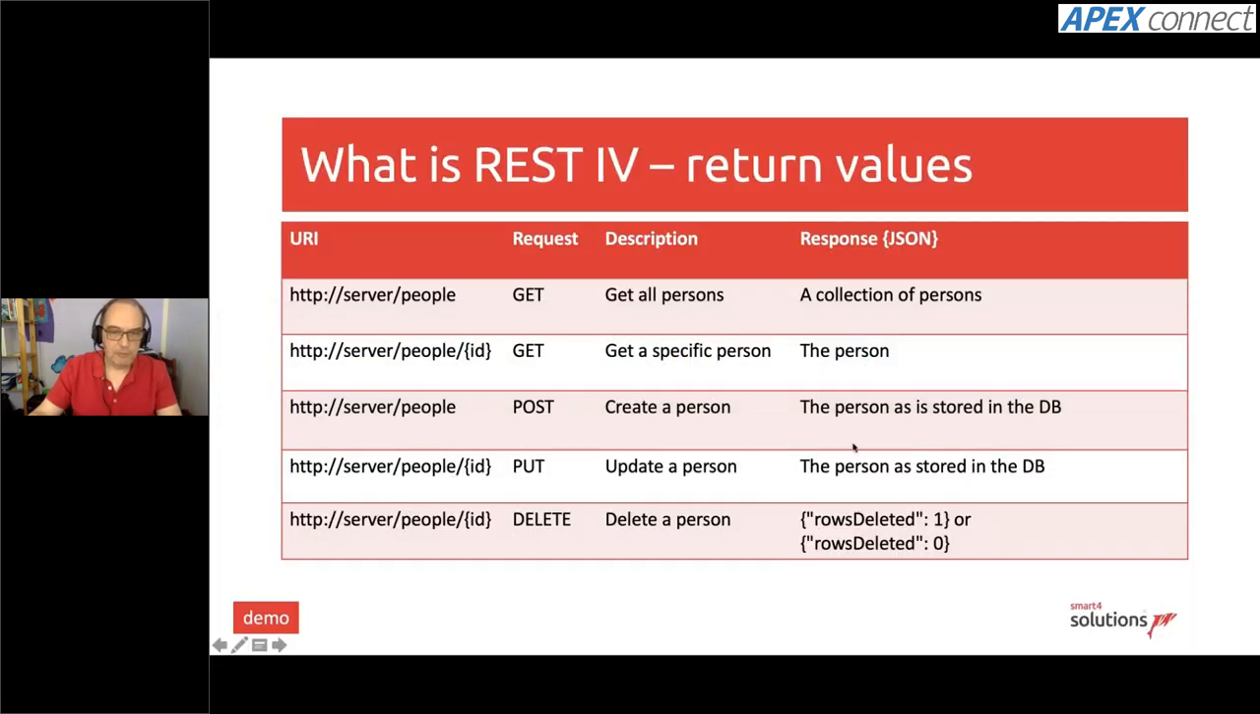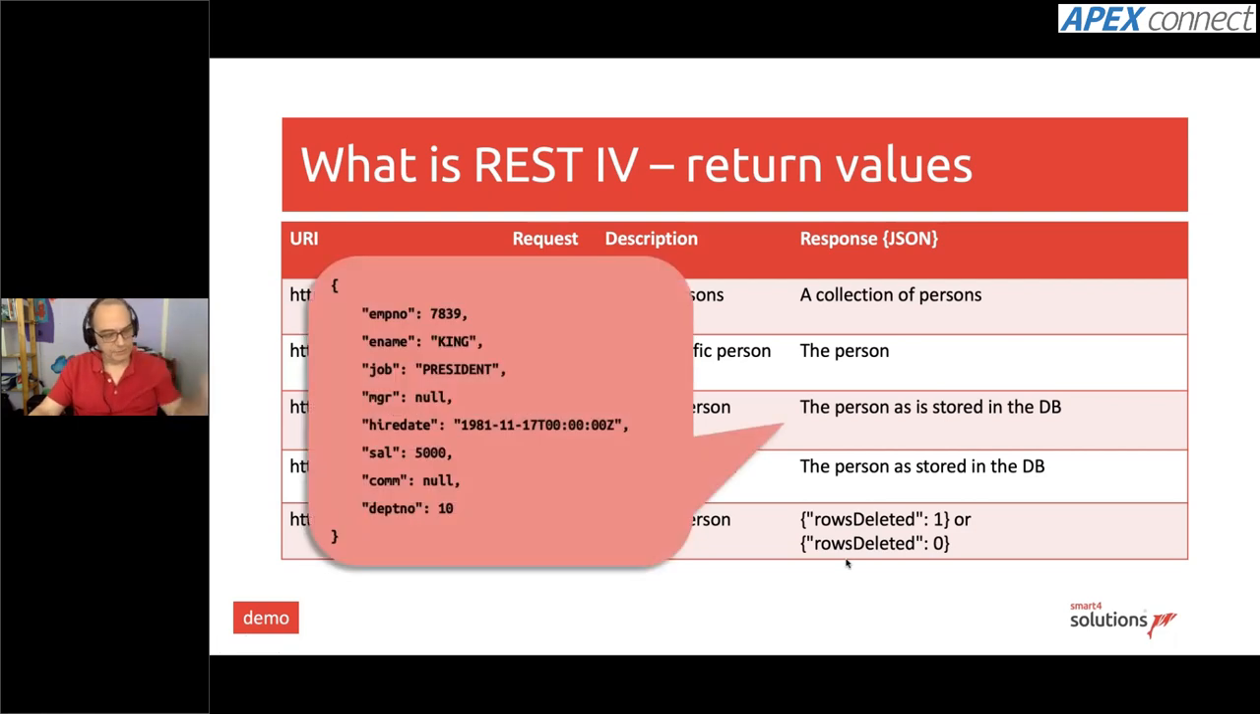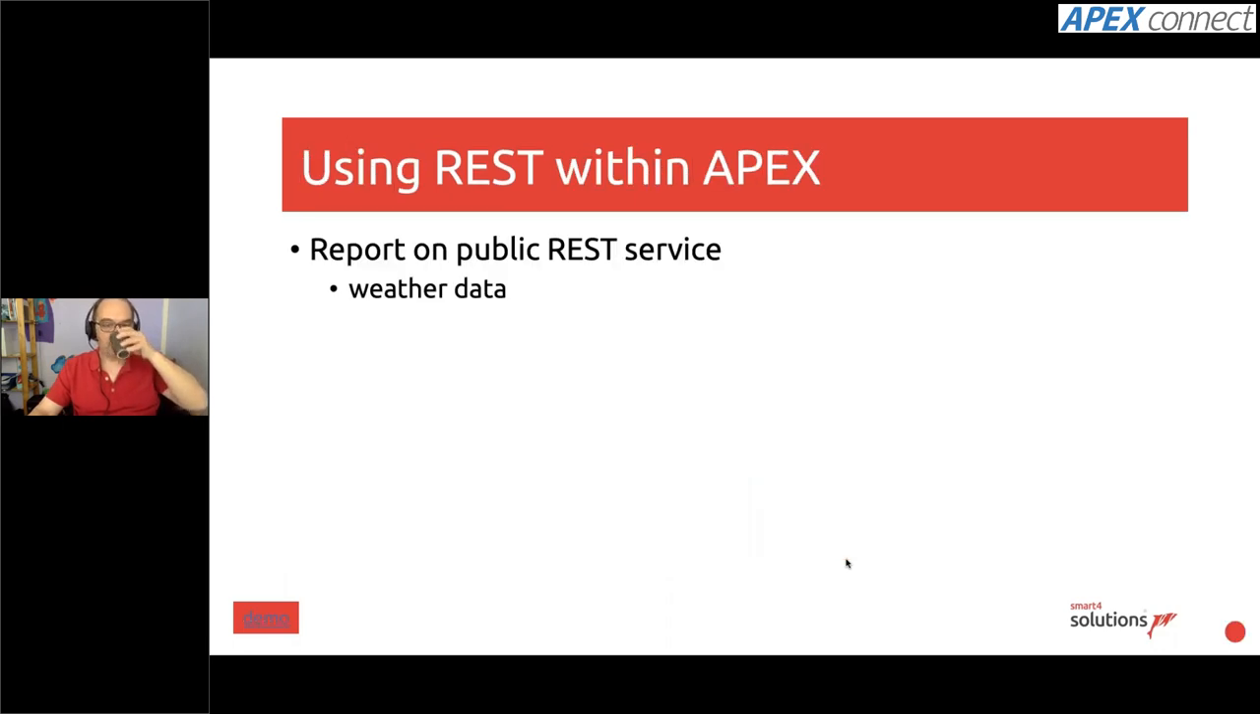The idea is that if I create a person, I get the person as stored in the database. If I put a person, I get also the person as stored in the database. And if I delete one, I get a rows deleted step. This you saw me doing earlier. So this was really basically what Apex offers us, or ORDS to be more specific.